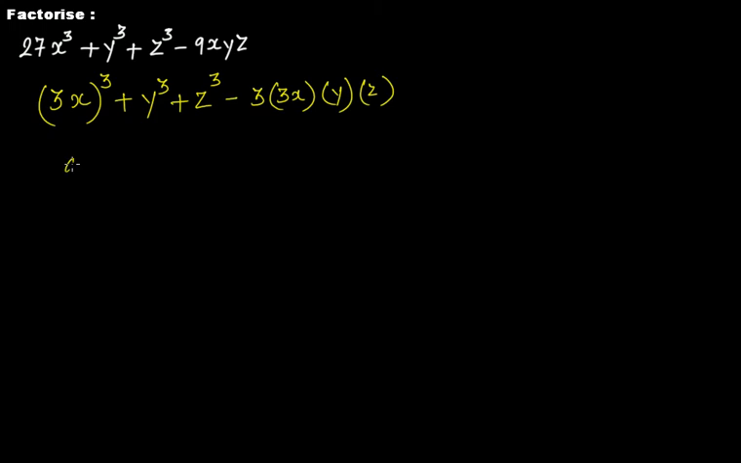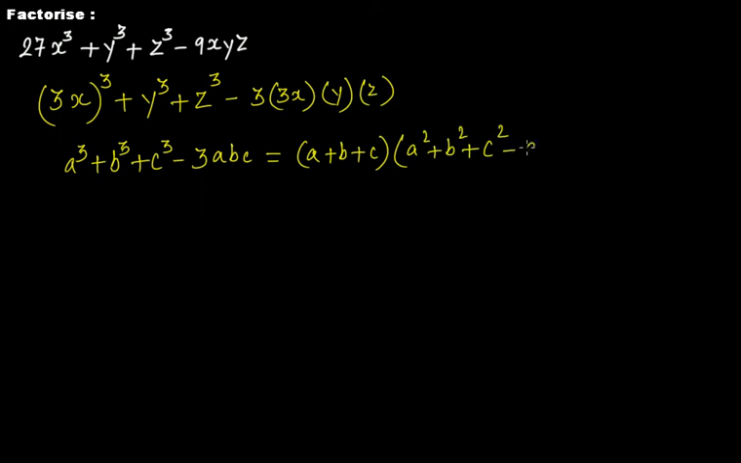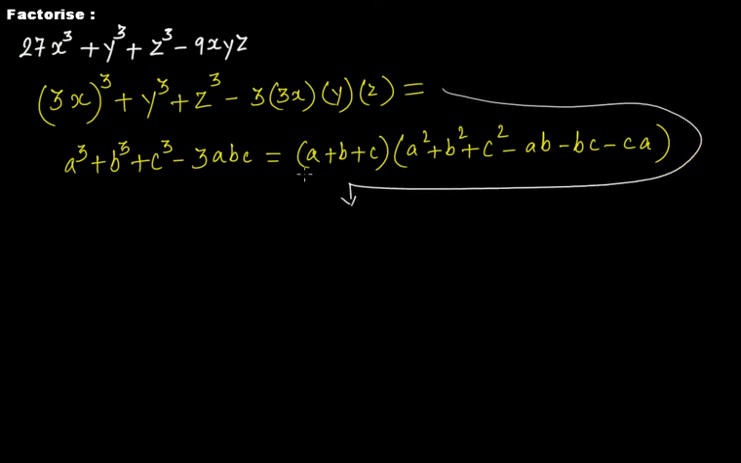Now it's of the form a cubed plus b cubed plus c cubed minus 3abc equal to (a plus b plus c) multiplied by (a squared plus b squared plus c squared minus ab minus bc minus ca). Right? Now, a cubed plus b cubed plus c cubed minus 3abc is (3x) cubed plus y cubed plus z cubed minus 3 multiplied by 3xyz. Now, this has to be equal to, I'm writing it here, taking help of this one.